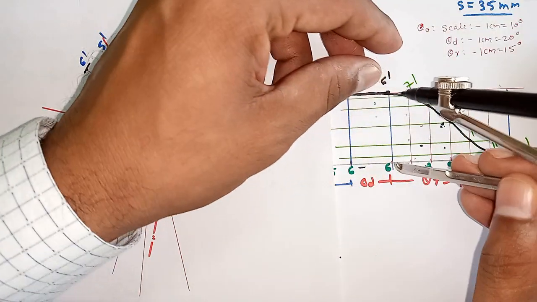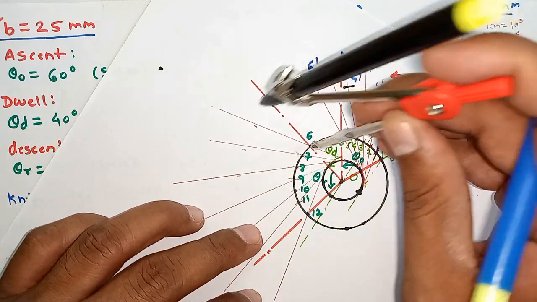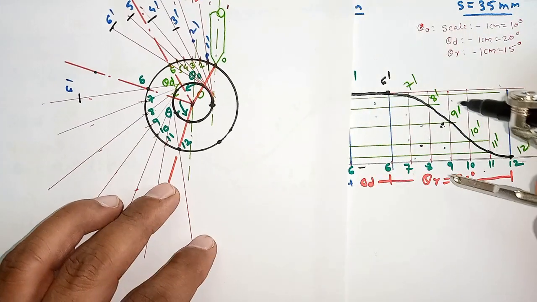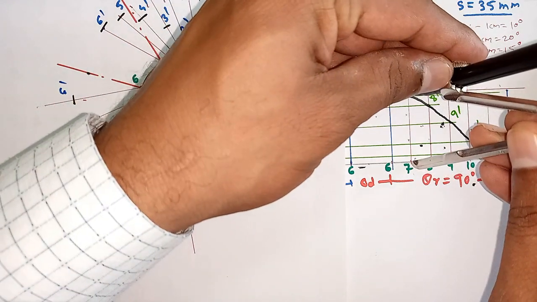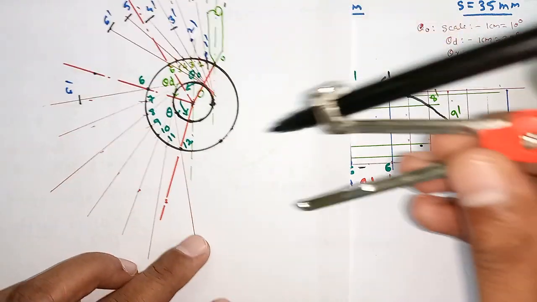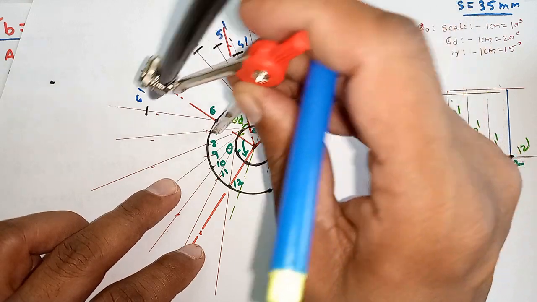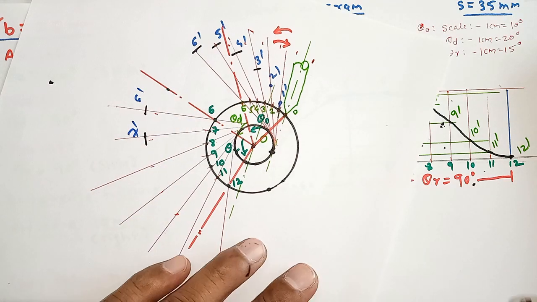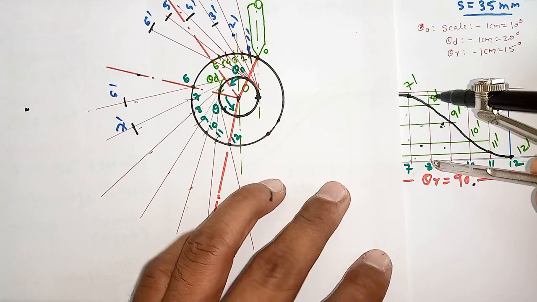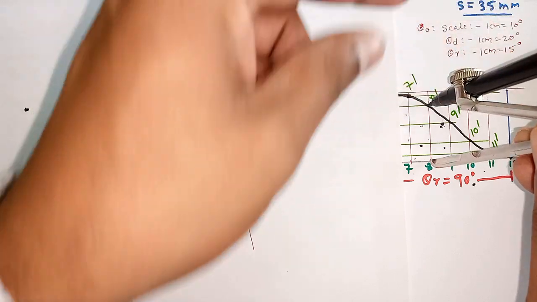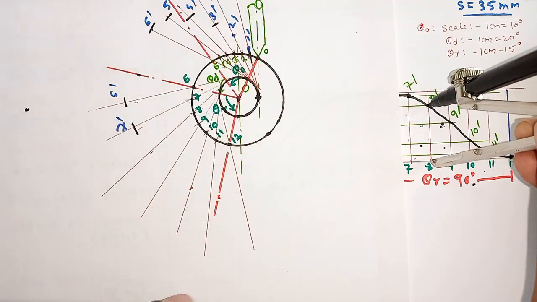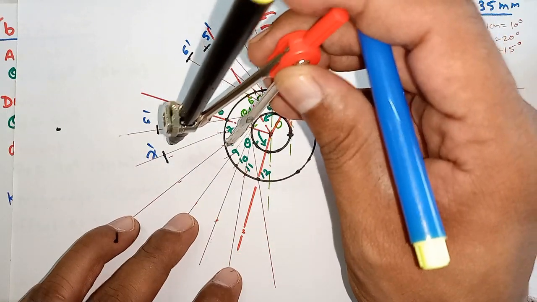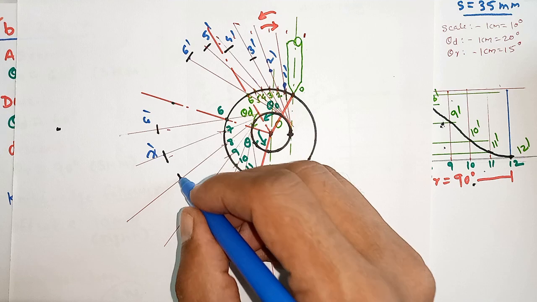Now we'll go for the return stroke. 6 to 6 dash will remain the same, maximum displacement 6 dash. Now at instant number 7, this is the displacement. So on the line of action passing through point number 7, this is 7 dash. Now at instance number 8, this is the displacement. So on the line of action passing through point number 8 will be 8 dash.